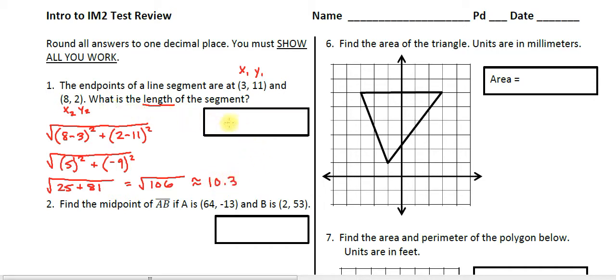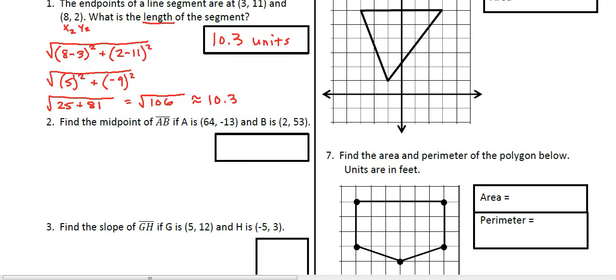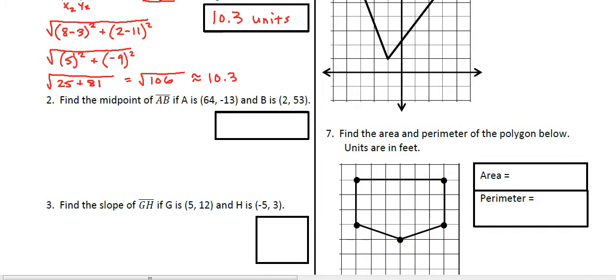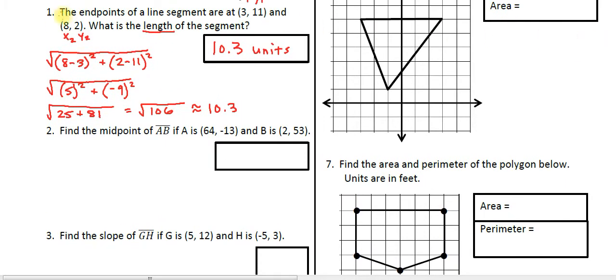And so our answer to question number 1 is 10.3, and they don't tell us what the unit of measure is, so we'll just write the word units. Now class, one more thing about number 1. If you want to do this using the distance shortcut, do that please, but if you're not getting 10.3, please check and make sure you are using the shortcut correctly.